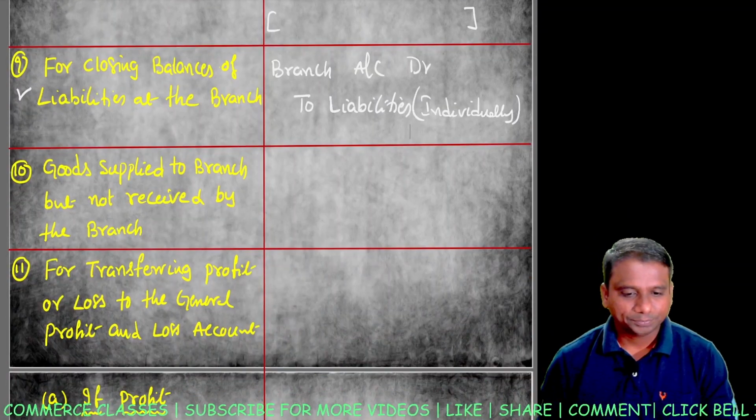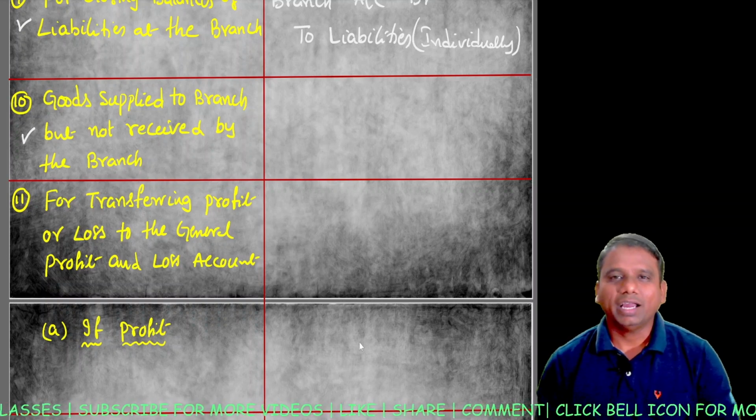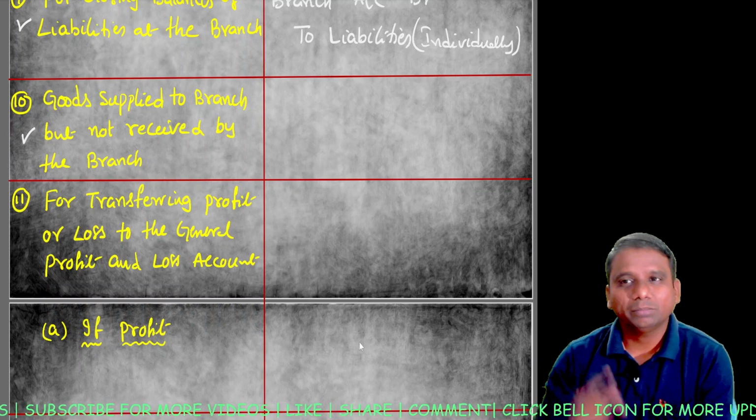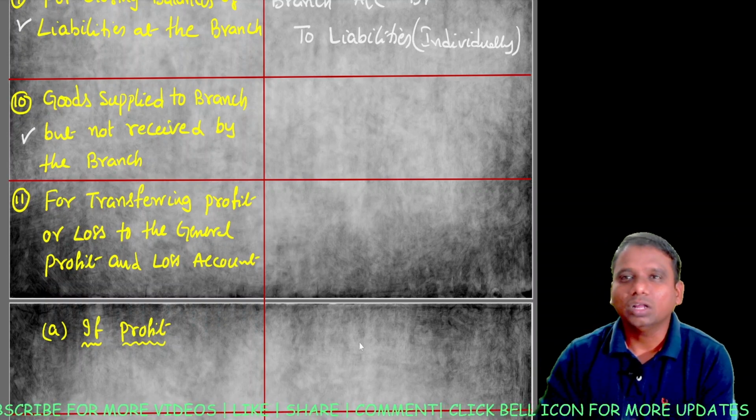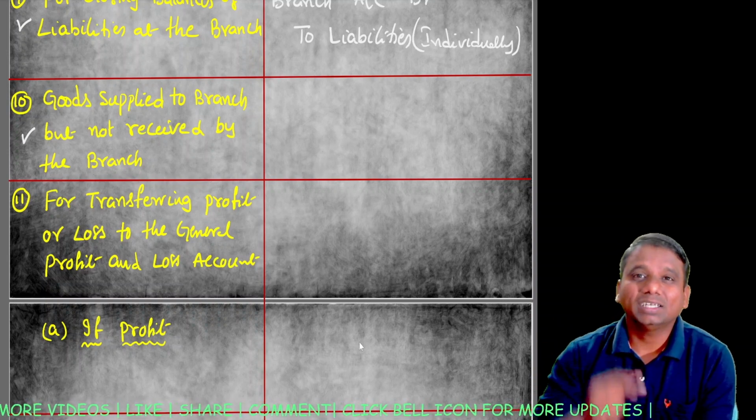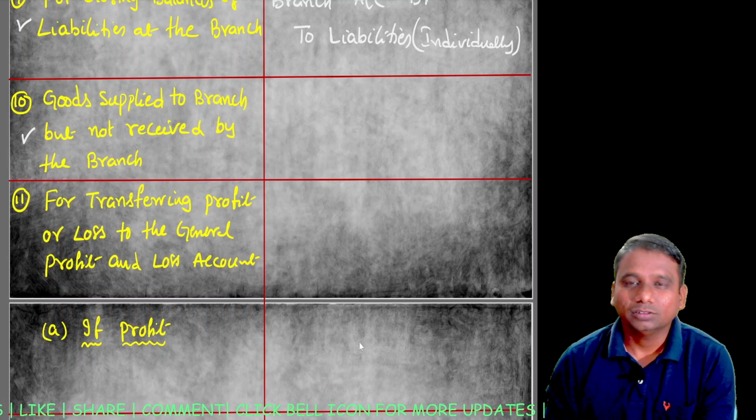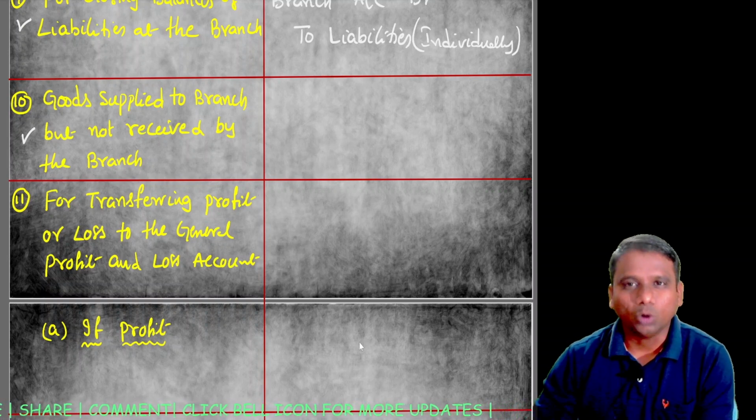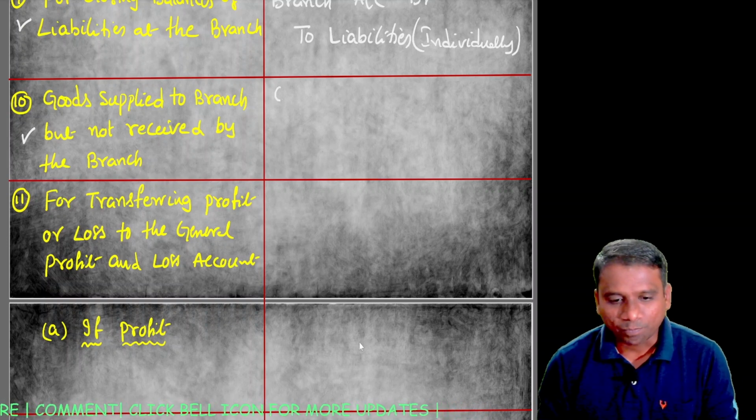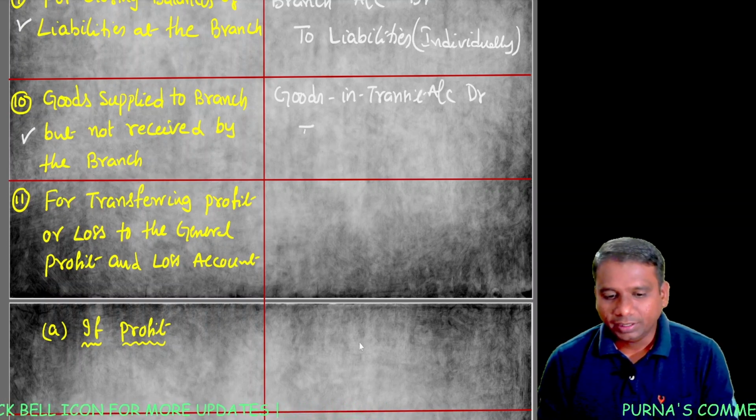Okay. Next entry. Goods supplied to branch but not received by the branch. Actually, we sent goods to the branch, but the branch has not received the goods. That means the goods are in transit. At the time of sending goods to the branch, what is the entry we have written? Branch account to debit to goods sent to branch account. Now this entry we can reverse. How? Goods in transit account to debit to branch account.